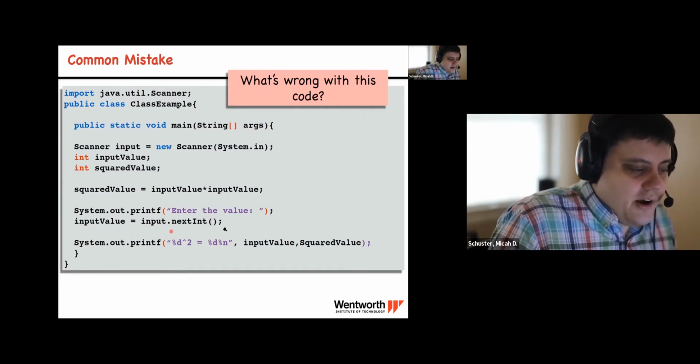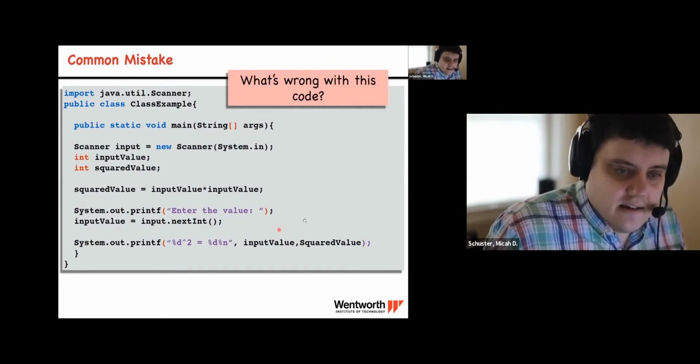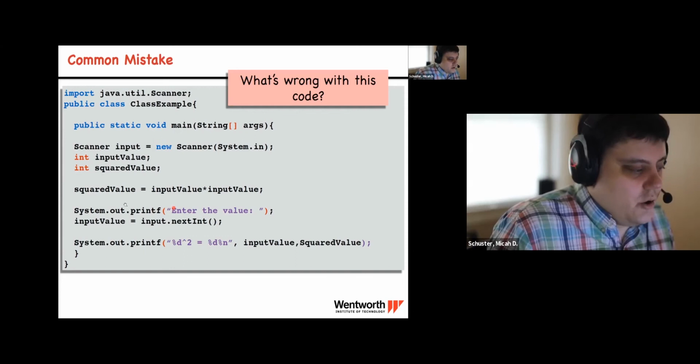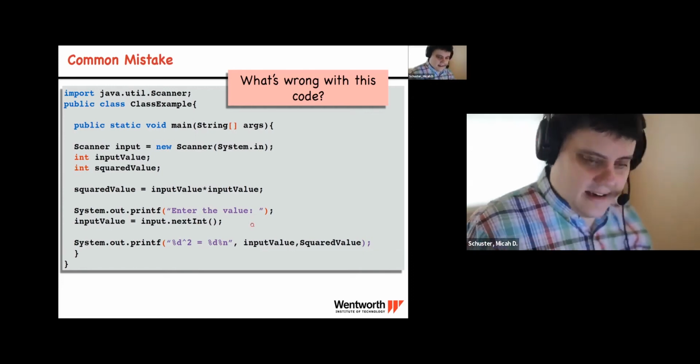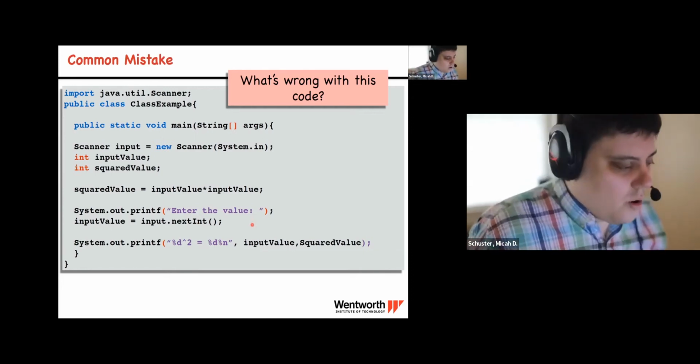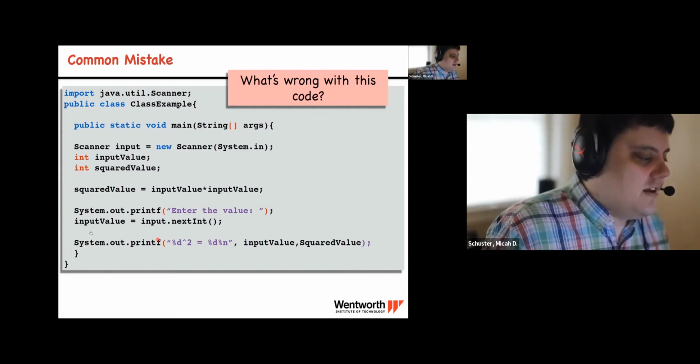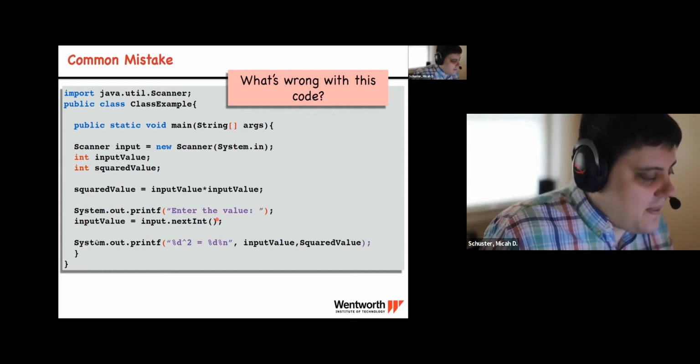Now the user input is underneath that. It's sort of further along in the code. So System.out.printf, enter the value, input value equals input.nextInt. We talked about nextInt and nextDouble as ways to read in from the console. So that's what this is doing here. And then we print out.